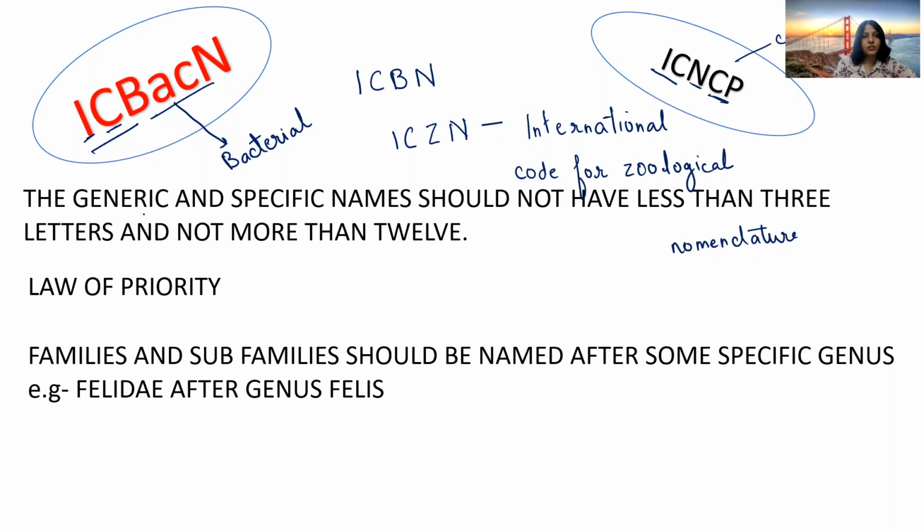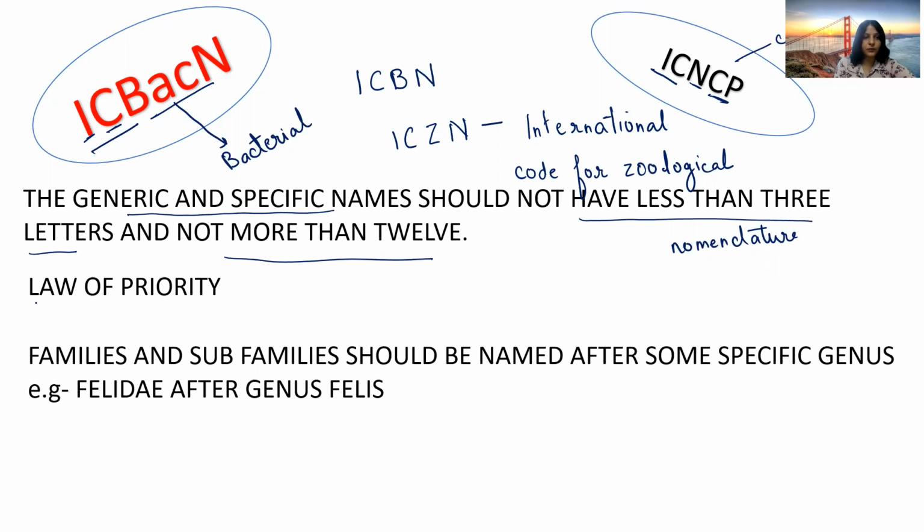One more thing that we should maintain is that the generic and the specific name should not have less than 3 letters and not more than 12. So you cannot have a name like CA only or AT only. That is not recognized, and not more than 12 means you cannot have a very long name which is difficult for scientists or people to remember.